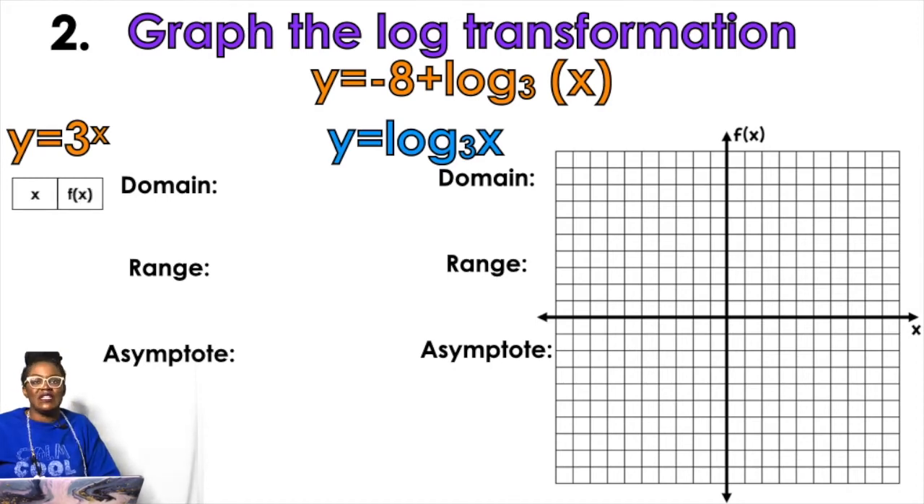So let's look at our problem before I get ahead of myself, right? So I have y equals negative 8 plus log base 3 of x. What kind of transformation is this going to be?